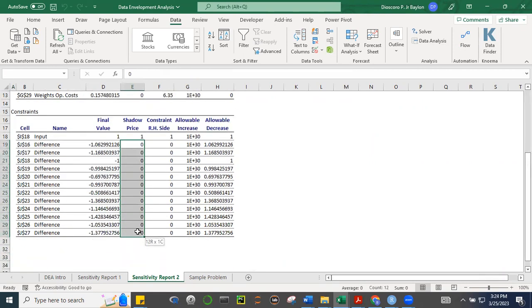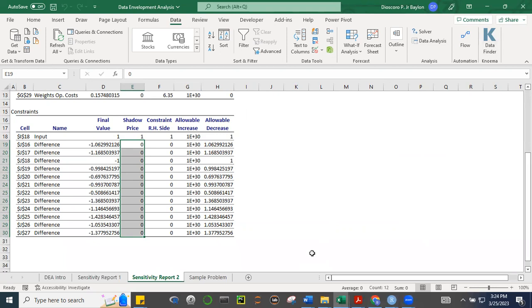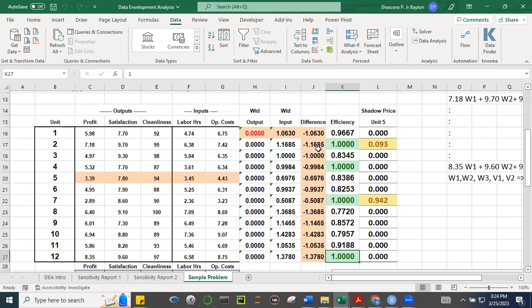Oh, I thought so. Why 100%? If you see that the shadow prices are all zeros, that means, class, that you were doing a sensitivity analysis for an efficient unit. Okay, what did I set now? Let me check. Did I use 18? Yeah, I think we use unit 3, right? And unit 3 is not efficient. Okay, let me redo the process.